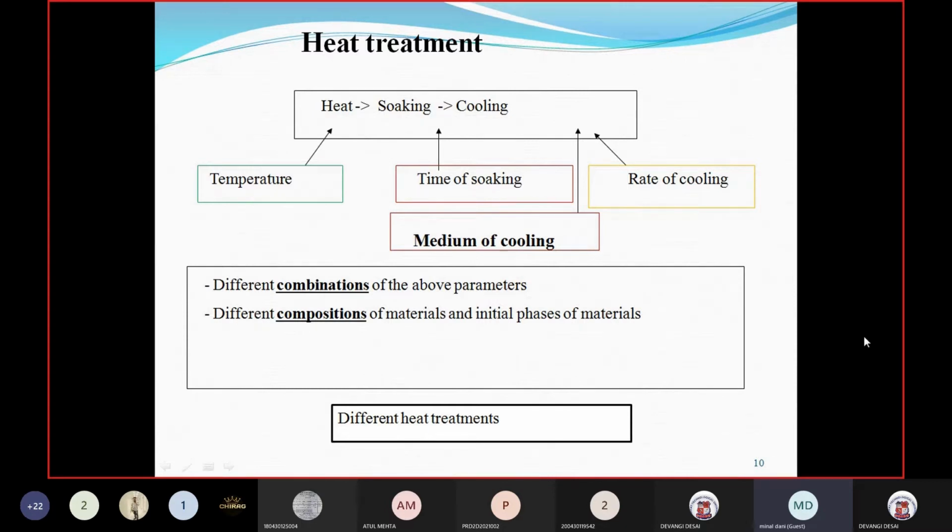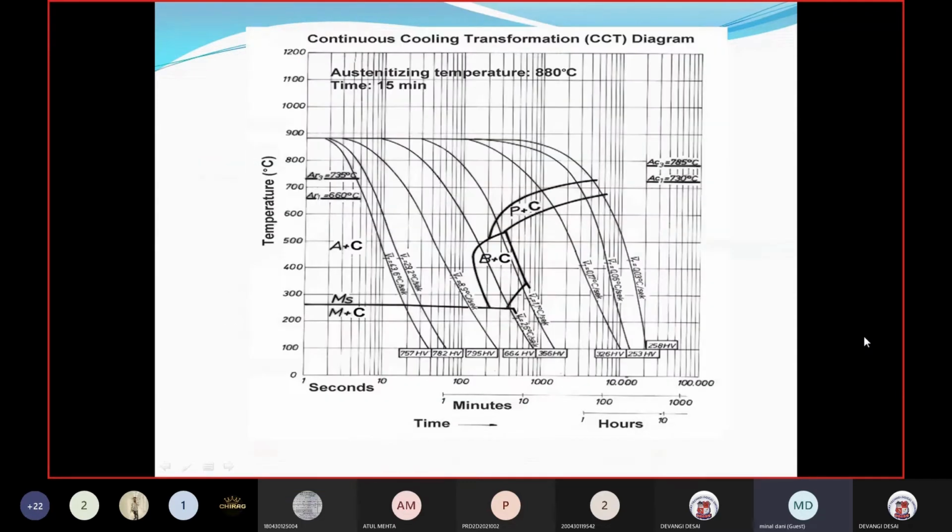Next slide, please. Hello, madam. I have a question. Yeah, go ahead. What kind of cooling mediums are there? That is there in my slide. The next slide is with that only, the cooling medium. Okay, fine. Anyway, I will let you know.